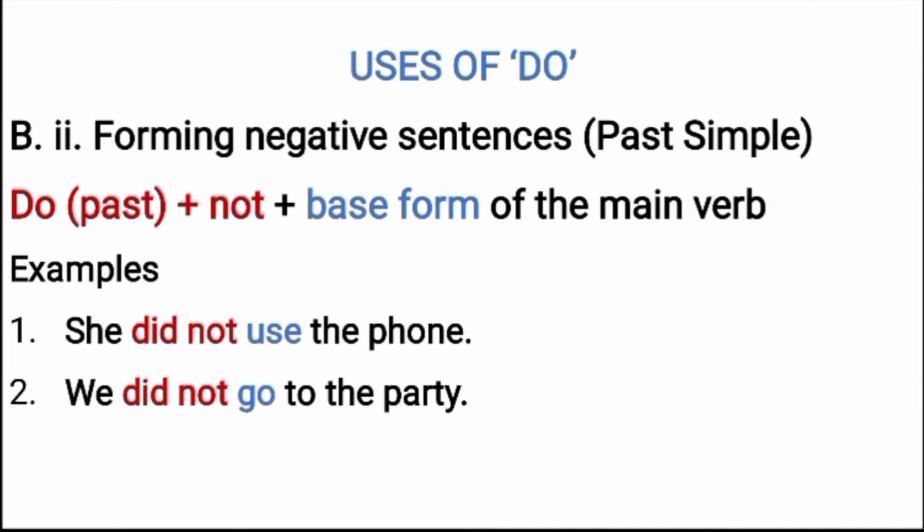Bii, forming negative sentences, past simple. The form is the past form of the auxiliary verb do plus the word not plus the base form of the main verb. Here are some examples. 1. She did not use the phone. Here, did is the past form of the auxiliary verb do, followed by the word not, then the base form of the main verb, which is use. Example 2. We did not go to the party.